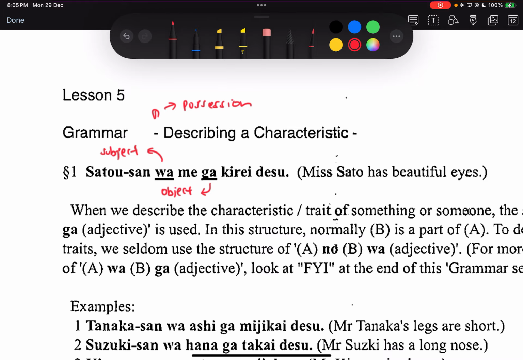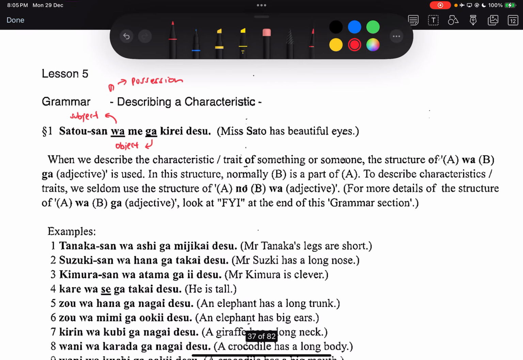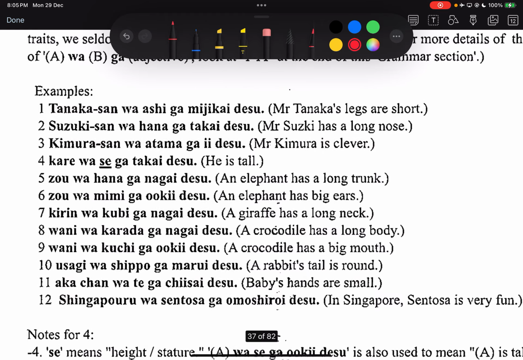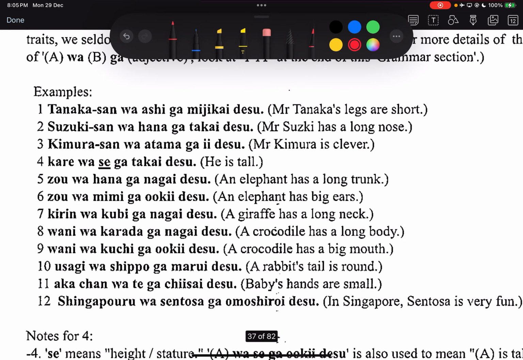Okay. Yeah, so over here the paragraph is just explaining why we use wa or no. Some examples. Tanaka-san wa ashi ga mijikai desu. So ashi ga, we're talking about the object here, which is ashi. So ashi is short. Right?